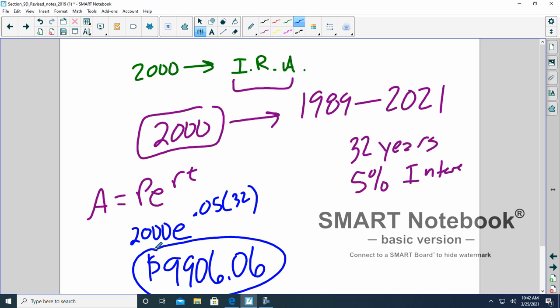So right now, if I had truly just tracked that one single individual account, and that account had never changed out from being an IRA, my original $2,000 is now worth $9,906.06. Now I can assure you, my friends, I have definitely saved a lot more money than that in my lifetime. But you think about this. The money went from 2,000 to 9,000. So it more than quadrupled.